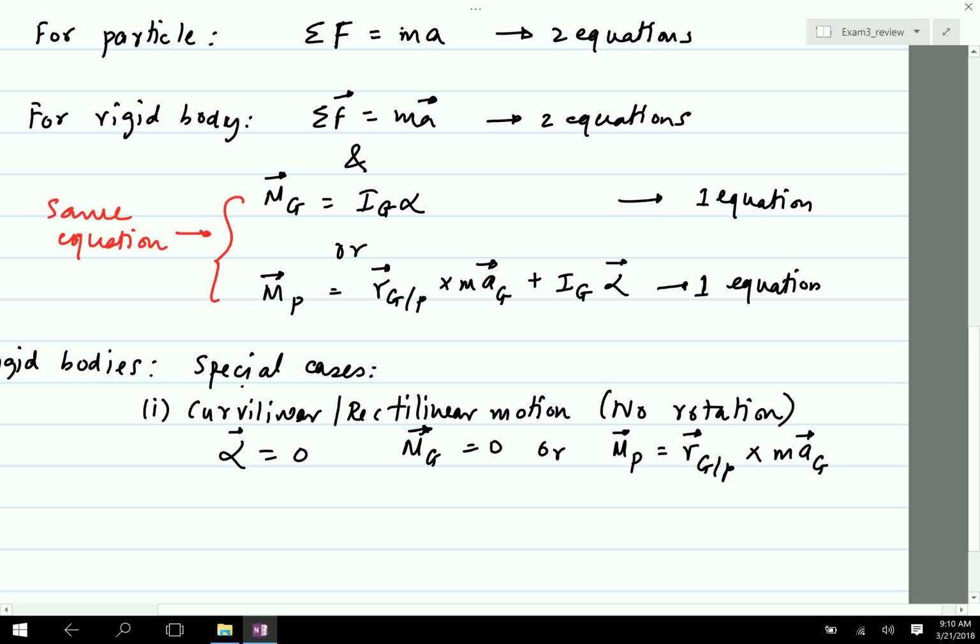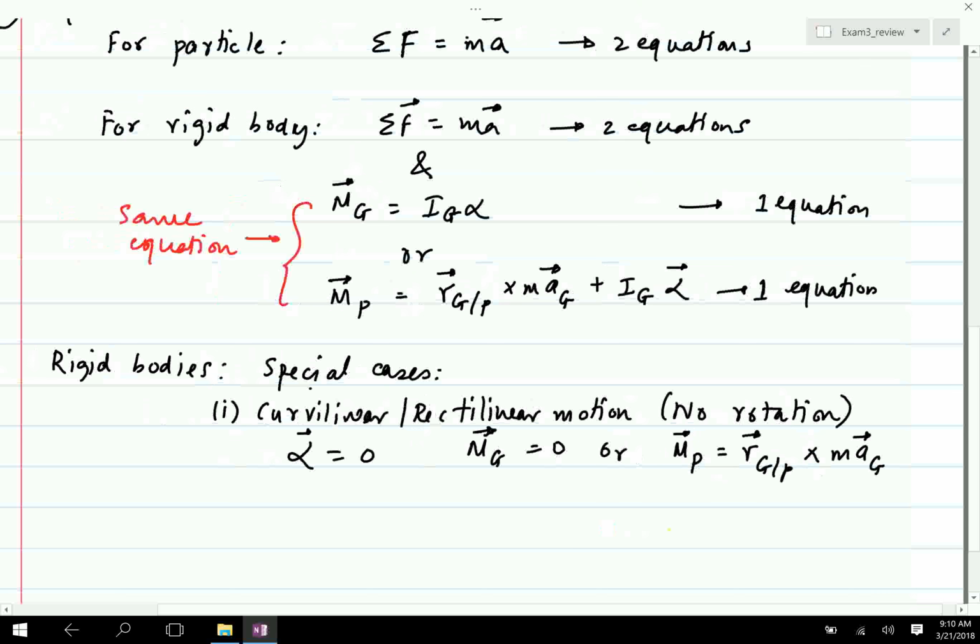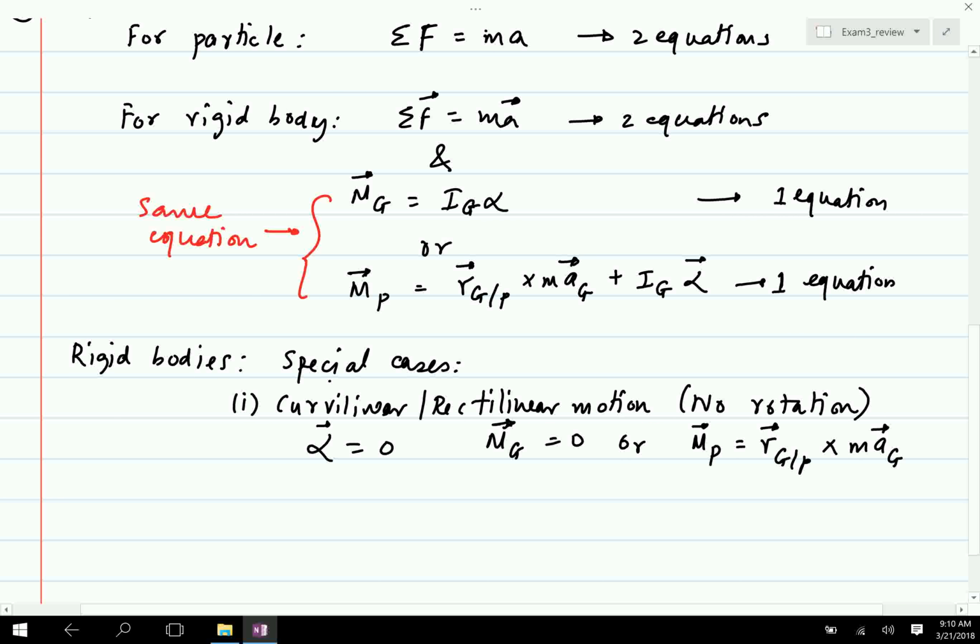That is, when you have this type of motion, the first two equations are valid, F equals ma. When in addition you need a third equation, the third equation actually simplifies this. So special cases, simplification of the moment equation.